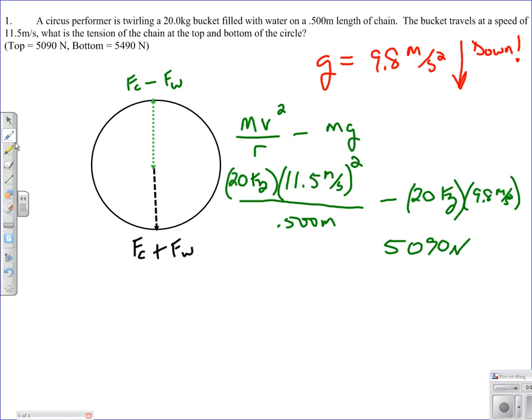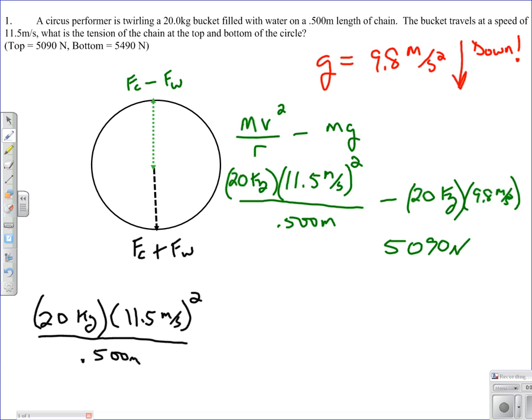On the other hand, at the bottom of the circle, we simply add these values. And so at the bottom, you end up with your 20 kilograms times your velocity squared over the radius. And then we add our mass times gravity. And you get the grand total of 5490.